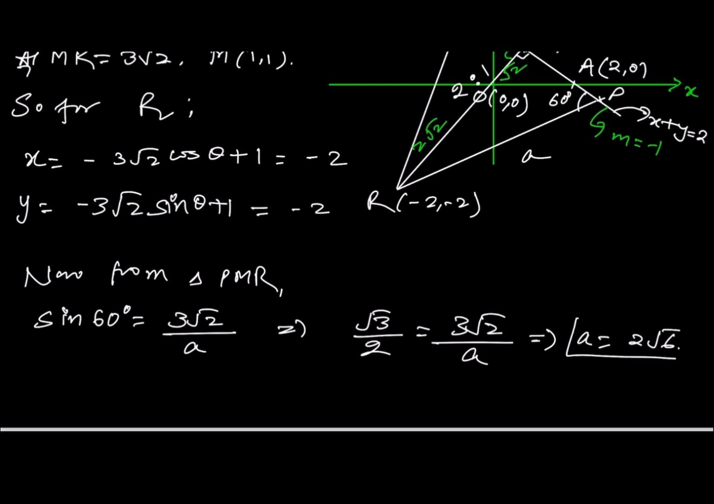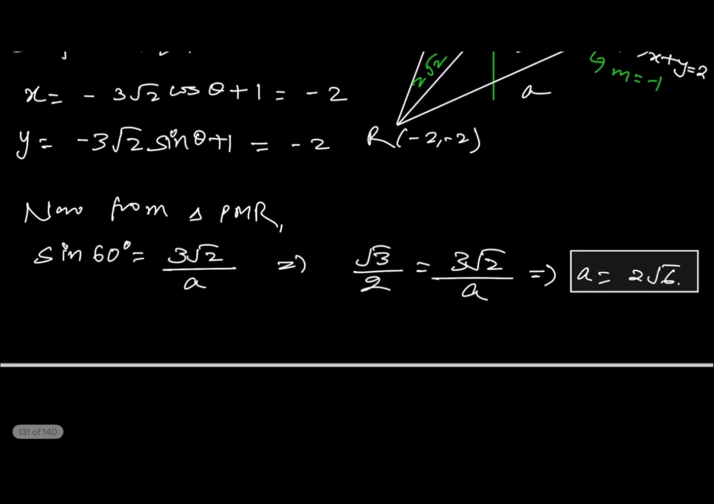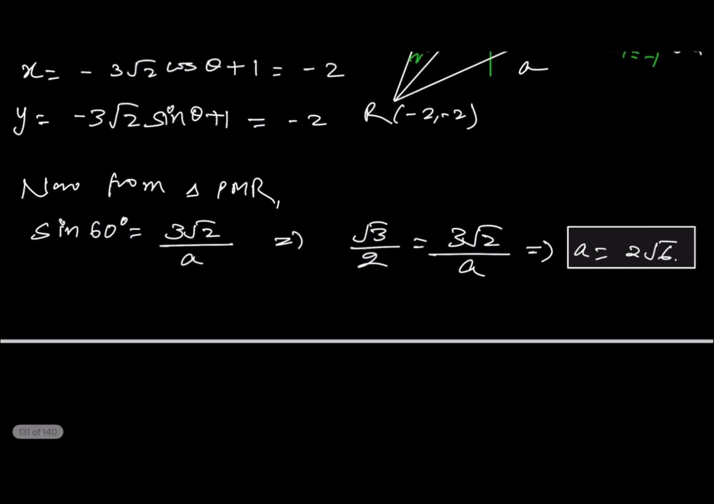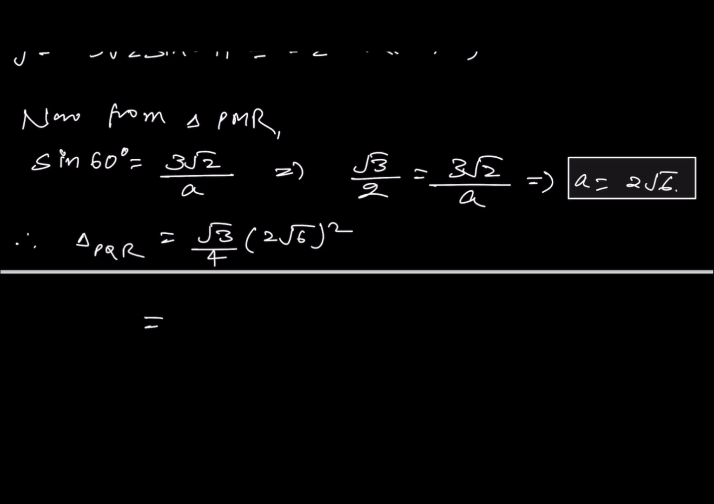Okay, so if you have the side of an equilateral triangle, then you can write its area by using the formula, which is root 3 by 4 A squared. Okay, so this is root 3 by 4, 2 twos are 4, 6 fours are 24, which is 6 root 3 square units.